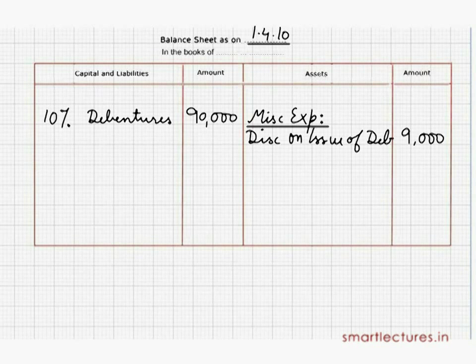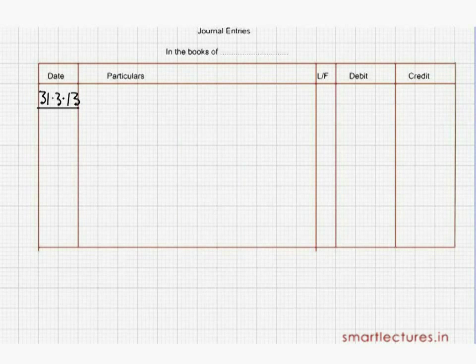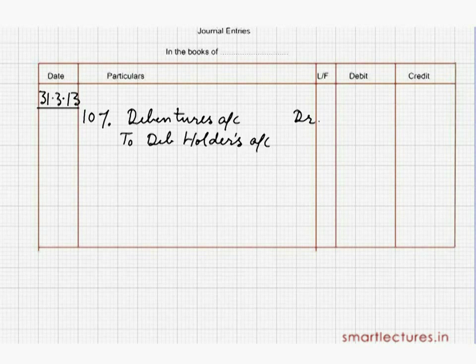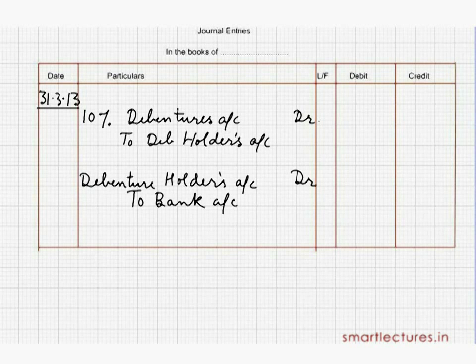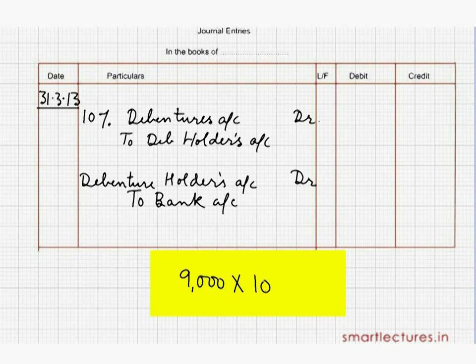Now let's do the journal entries on 31st March 2013. Today we have to redeem the debentures after 3 years. So the journal entry will be 10% debentures account debit to debenture holders, and debenture holders to bank account, and the amount will be 9,000 into 10, 90,000 rupees.